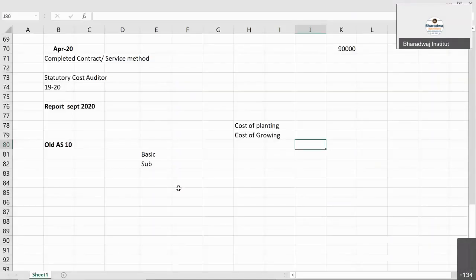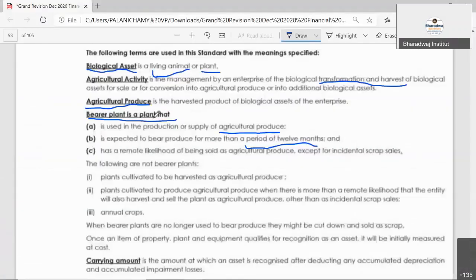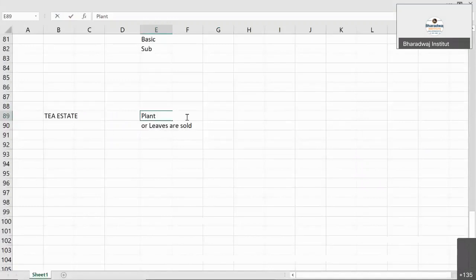Let us come to that. You would have gone to a tea estate. In the tea estate, is the plant sold or are leaves sold? Leaves are sold. So in the case of a tea estate, the plant is not sold. That is called a biological asset, that is called a bearer plant. Or you go to a coffee estate also.